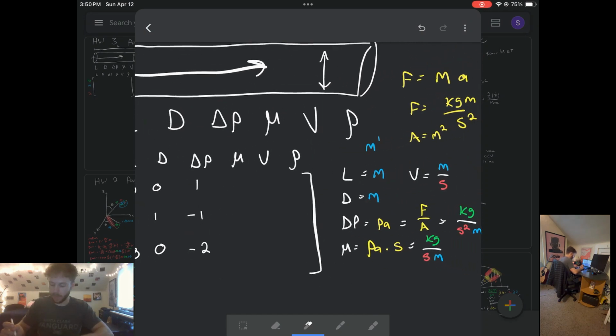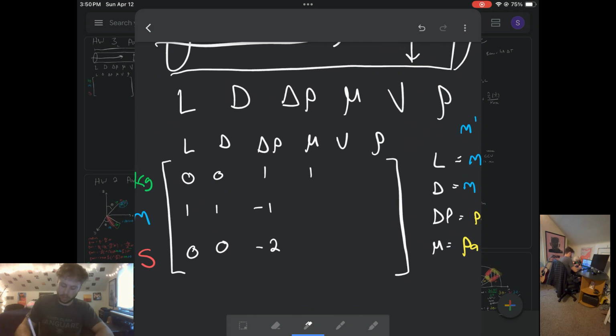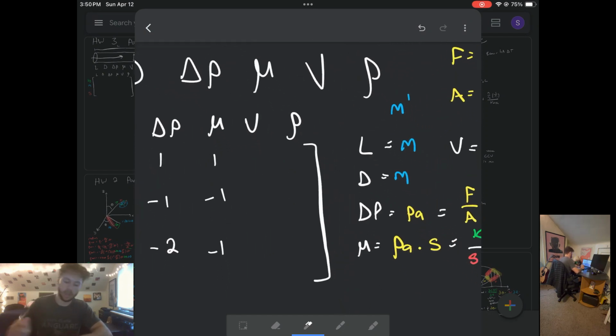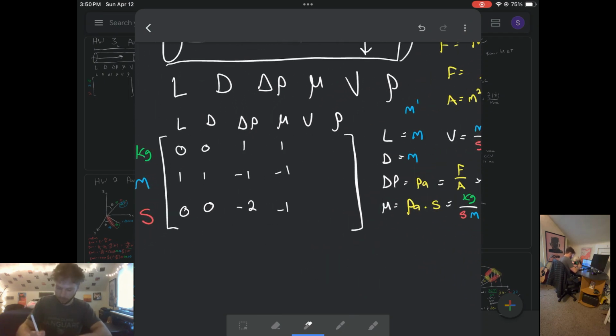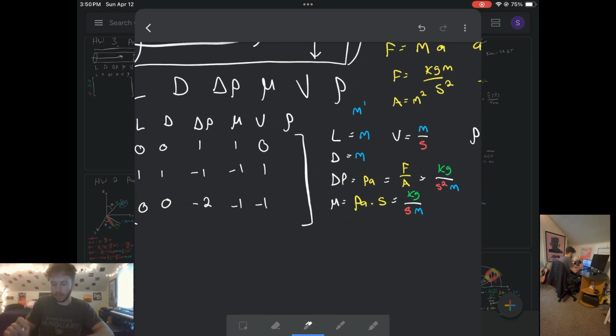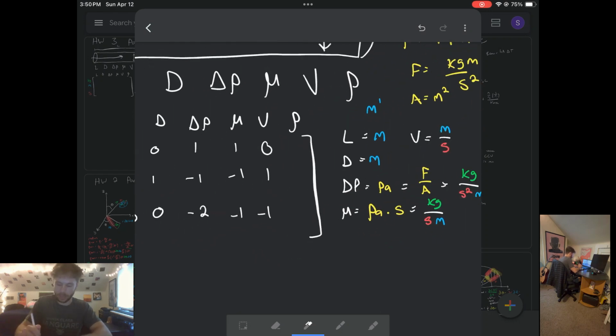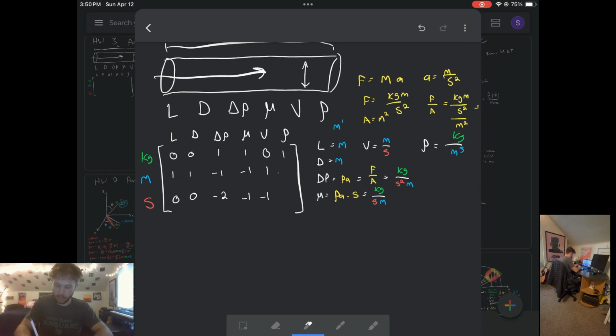Our viscosity will be kilograms 1, meters -1, and seconds -1. Our velocity is meters per second, so we have no mass SI units there, so that'll be 0. Meters in the numerator, so 1, and then seconds in the denominator, -1. And lastly, our density will be kilograms in the numerator, and then meters cubed in the denominator, so -3 there.